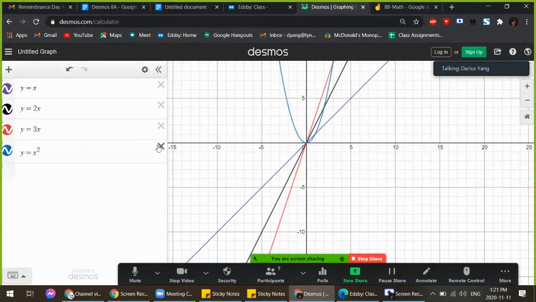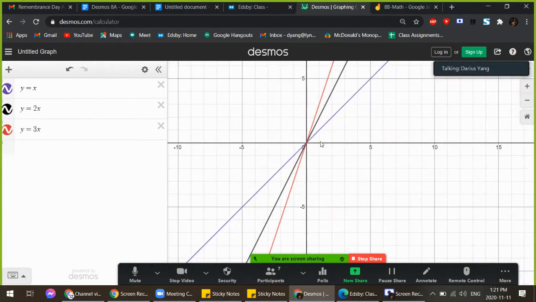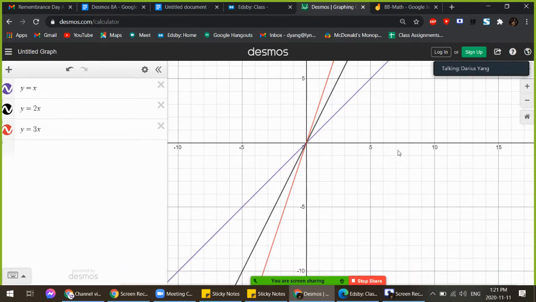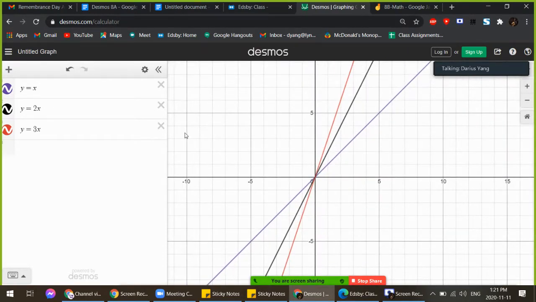Now this is very, very useful, by the way. So what does b do? It tells you which y point the line starts from.